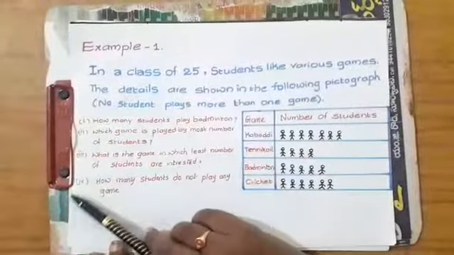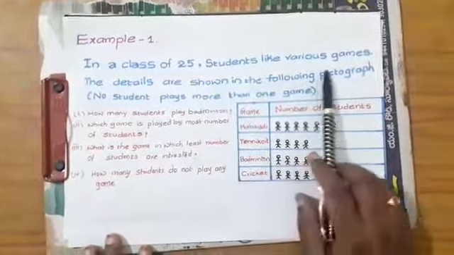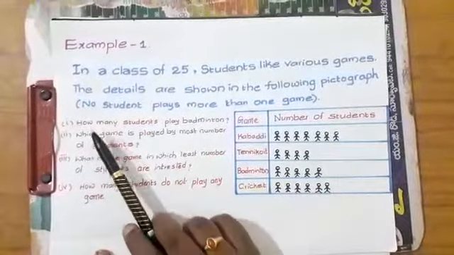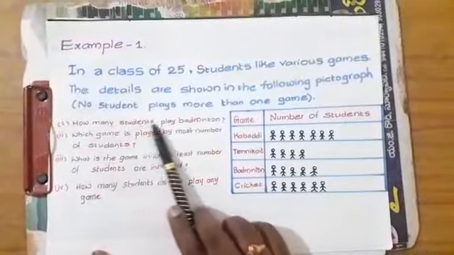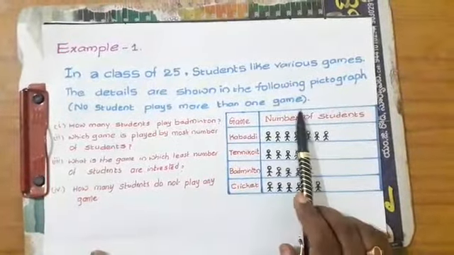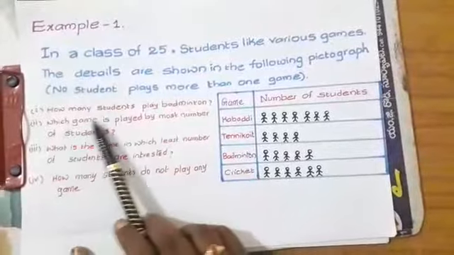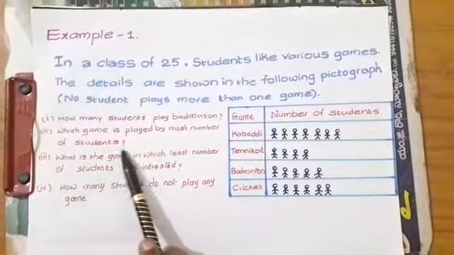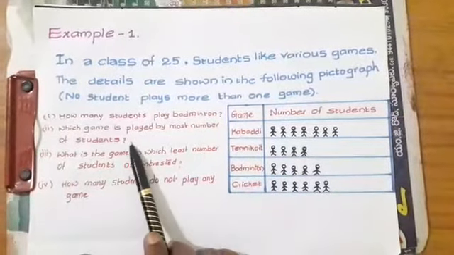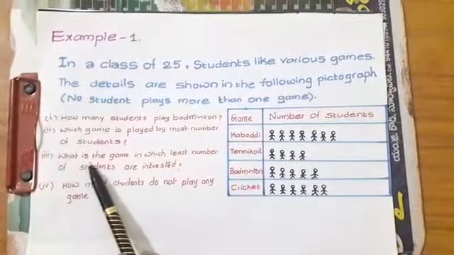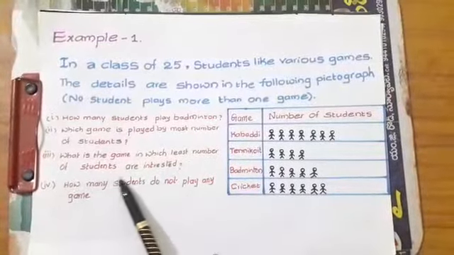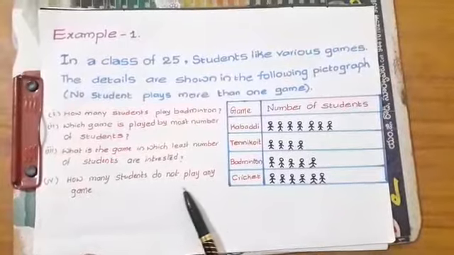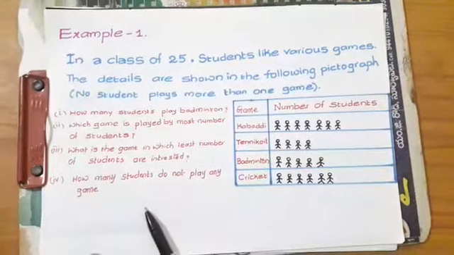The example problem is: in a class of 25 students who like various games, the details are shown in the following pictograph. One condition is also given: no student plays more than one game. Some questions are given. How many students play badminton is the first question. The second question: which game is played by the most number of students? The third question: what is the game in which the least number of students are interested? And the last question: how many students do not play any game?